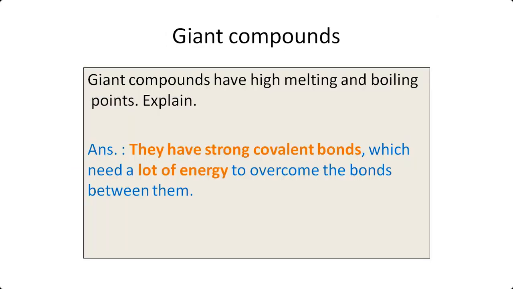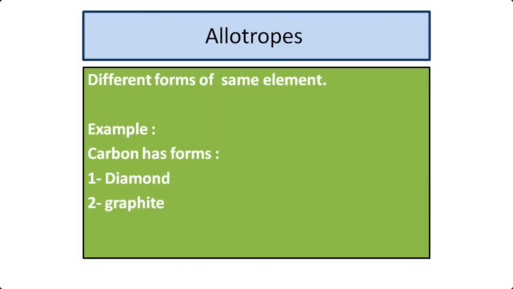Let's introduce you to the properties of giant covalent compounds. One of the most important ones is that they have high melting and boiling points. And if you want to explain this in terms of bonding, giant covalent compounds have high melting points and boiling points, and this is due to the strong covalent bonds that need a lot of energy to break down. Allotropes are different forms of the same element.